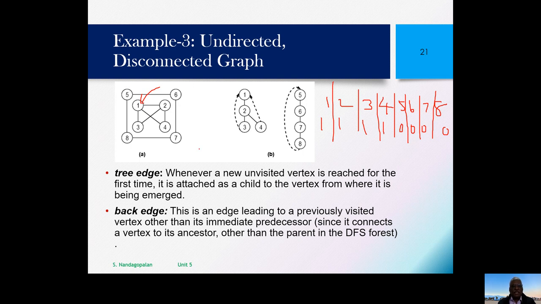So what I can do is go through this array with a simple for loop. Keep going 1, 1, 1, 1, 1, 1. Well, the moment you get 0, stop. Pick that vertex number. Again, call DFS. So now this will be marked as 1, 1, 1, 1. So you get one more connected component. That's it.